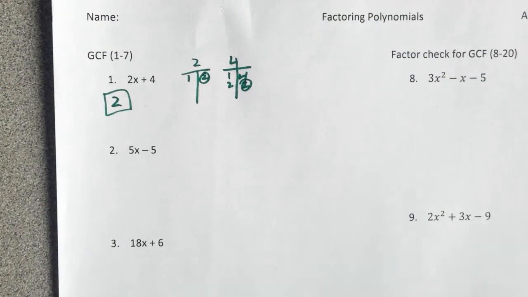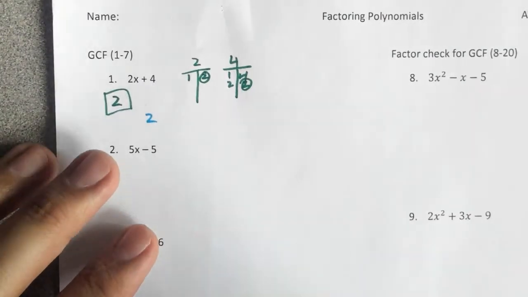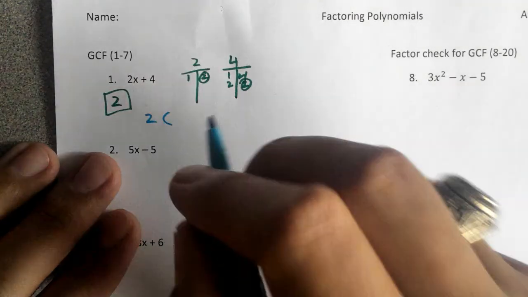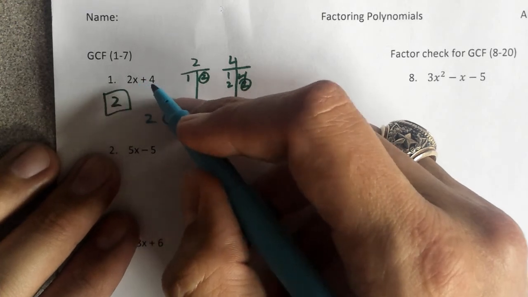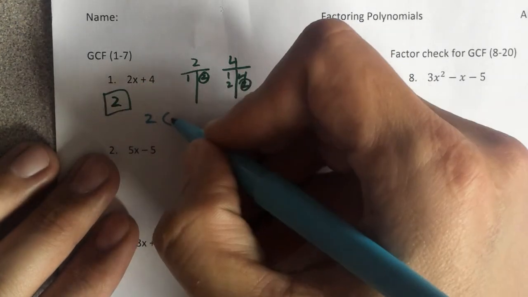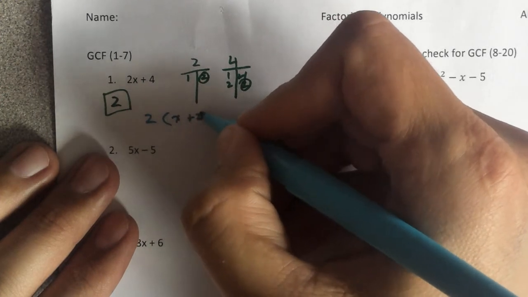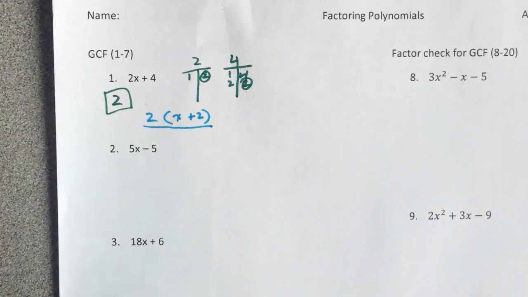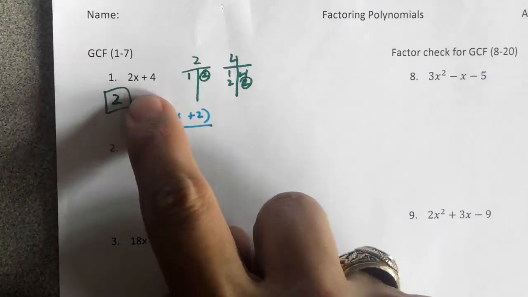Where we are going with this is we are going to factor that out. So if I have my greatest common factor, now what we're going to do is, what do I multiply 2 by to get 2x plus 4? 2 times x will get me 2x, and 2 times 2 will get me 4. That is where we're going with this. We've factored the 2 out and created my 2 factors.